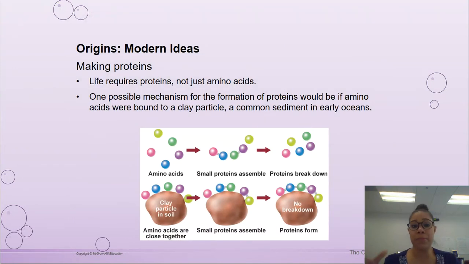So we have these amino acids that are coming together. We know that amino acids in and of themselves are not going to do anything. We actually have to have them together to make a protein. So the idea is that there's small clay particles that allow the amino acids to get close enough to each other to allow them to assemble to each other so they don't break down and actually forms a protein. Otherwise, the amino acids, they come together, they hit each other, they bind, then they break apart. So the clay was allowing them to bind together and stay bound together.